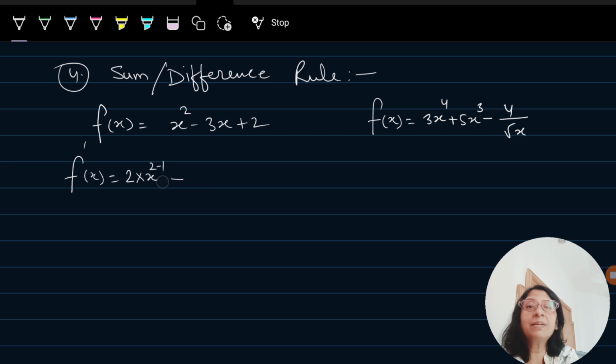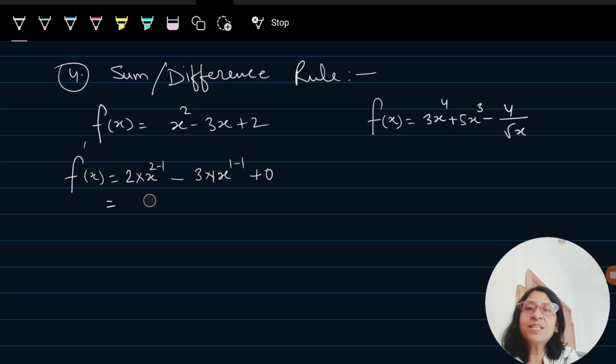Again we have the negative sign, 3, and then multiplied by, what is the power of x here? If there is nothing, that means the power is 1. So here we will write 3 multiplied by x to the power 1 minus 1, and here we will multiply 1, right? Because there is power 1. And now the constant, we know that this will be 0. So here directly we will write 0.